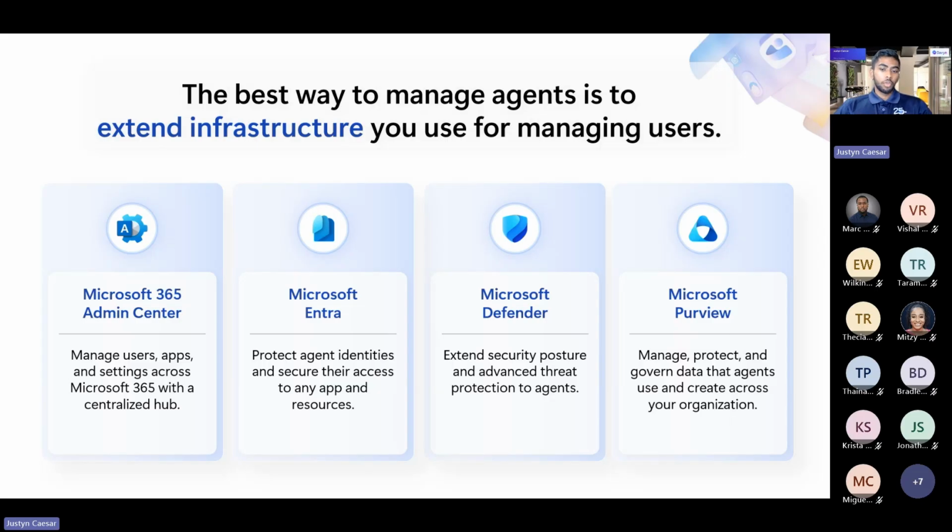So we use the Microsoft 365 Admin Center as the central hub really for managing agents and their settings. We use Entra to give each agent its own identity and control their access to applications and resources. We use Defender to extend our existing threat protection and security posture management to these agents. And lastly, but probably most importantly, we use Purview to govern and restrict the data that the agents touch and the data that they create. We can also use Purview for compliance and monitoring agent interactions in detail.